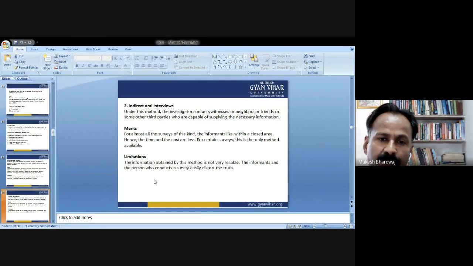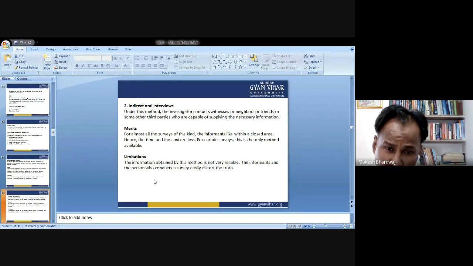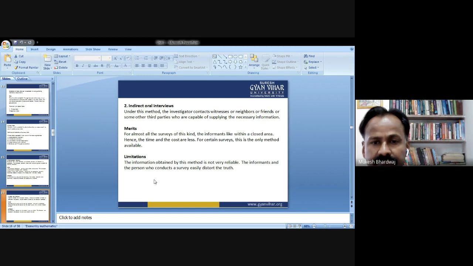Second is indirect oral interview. Indirect oral interview means you are collecting the data from third parties. Who are the third parties? They can be neighbors, eyewitnesses, friends, or anyone else who is not directly the first person about whom we are asking for information. Under this method, the investigator contacts witnesses, neighbors, friends, or some other third parties who are capable of supplying the necessary information.